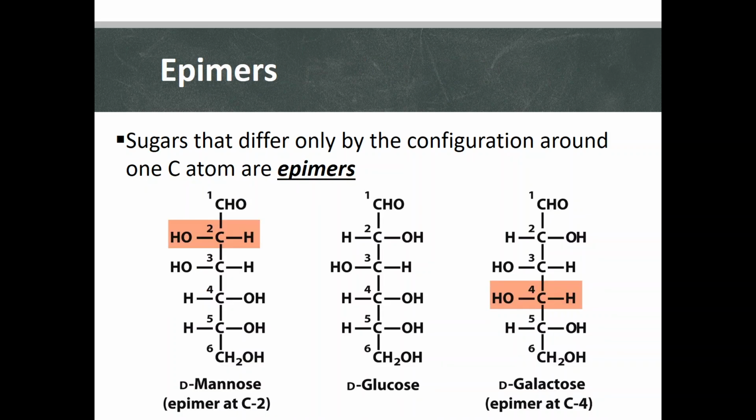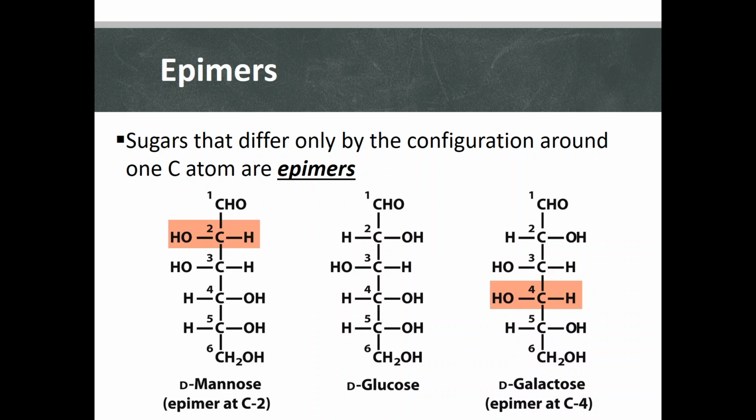Earlier when I showed you the aldoses, you might have noticed that you had sugars that were very closely related to one another, but really differed only in configuration at a single carbon group. So these are called epimers. Sugars that differ only by configuration around one carbon atom are called epimers.